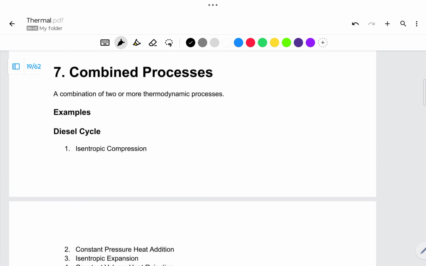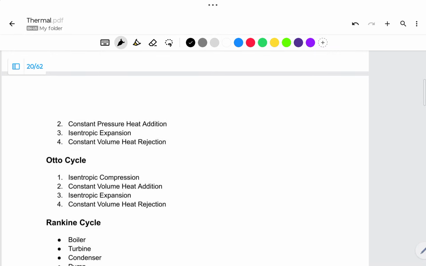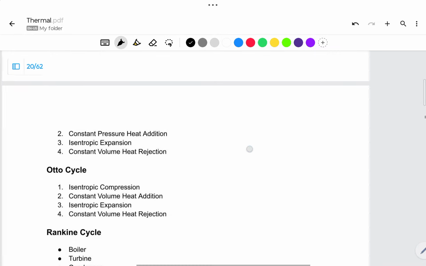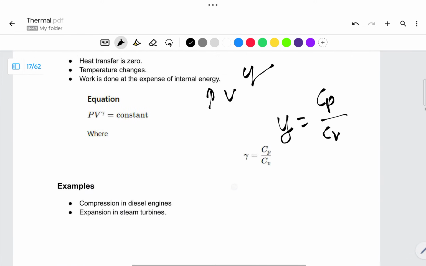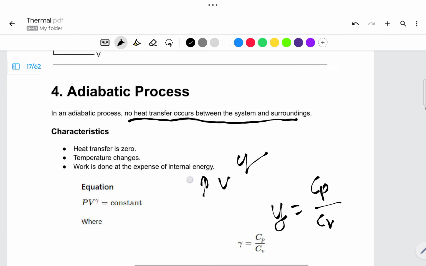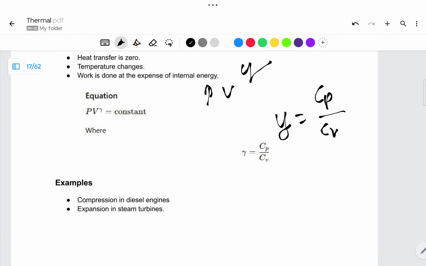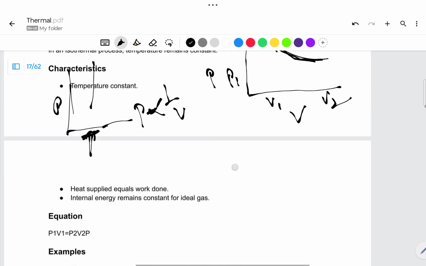In the combined process, we are utilizing a combination of the constant volume, constant temperature thermodynamic process, and isobaric process. When we mix up these processes, we can call it a combined process. What are those different combined processes? The Otto cycle is there, the Rankine cycle is there, so different cycles are available. Where are these processes used? The adiabatic process is used in compression in diesel engines and in steam turbines.